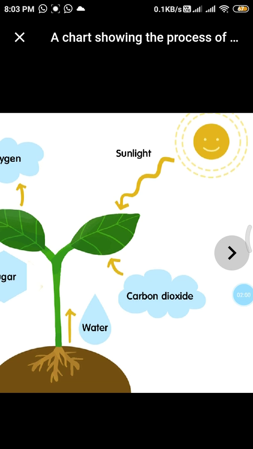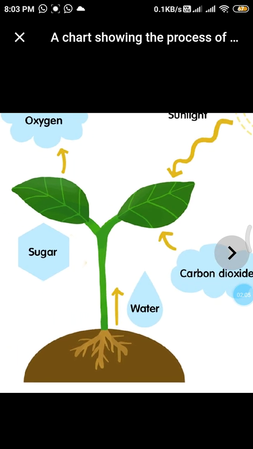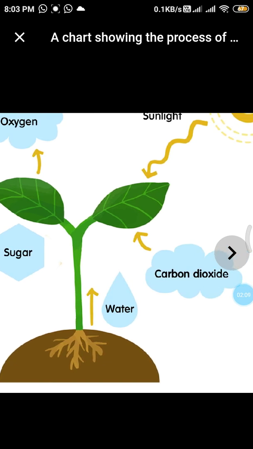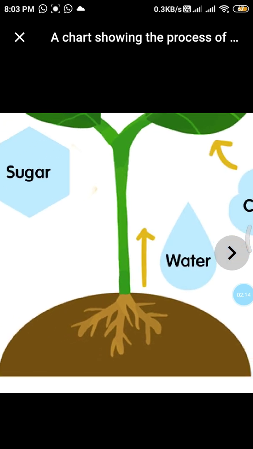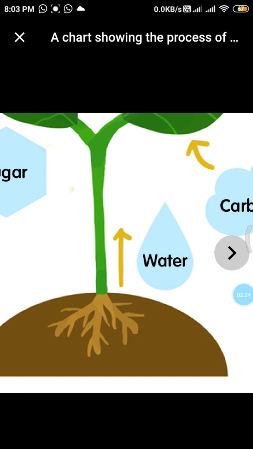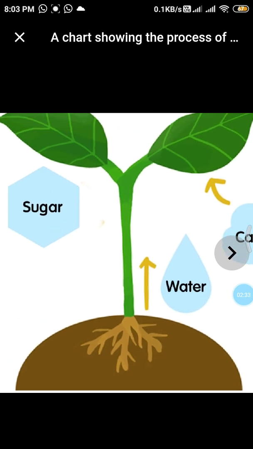They are taking carbon dioxide from the air through their leaves, and they are also taking water and minerals from their roots. In the soil, between the soil particles, the water is present. Between the soil particles, the nutrients or minerals are also present. Water and minerals are essential for the growth of any plant, so the plants absorb these two with the help of their roots.